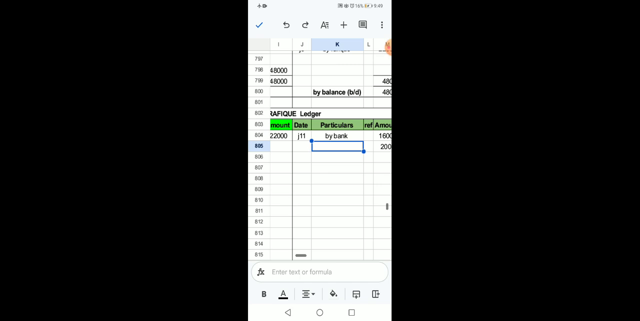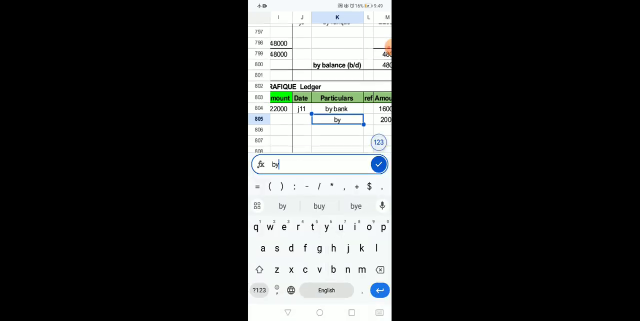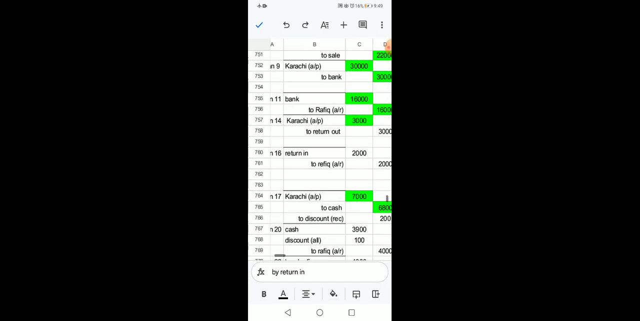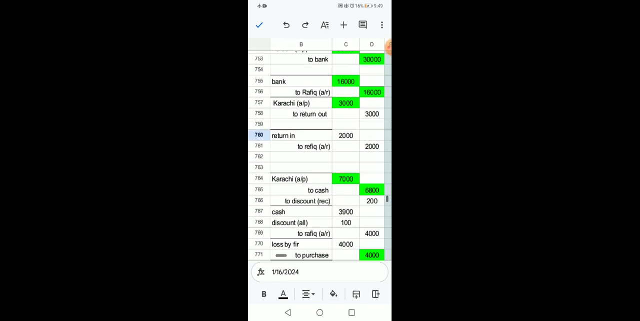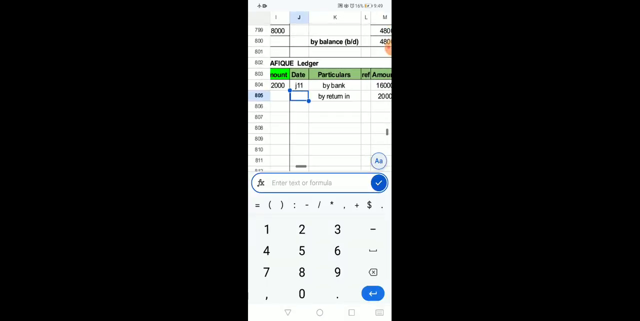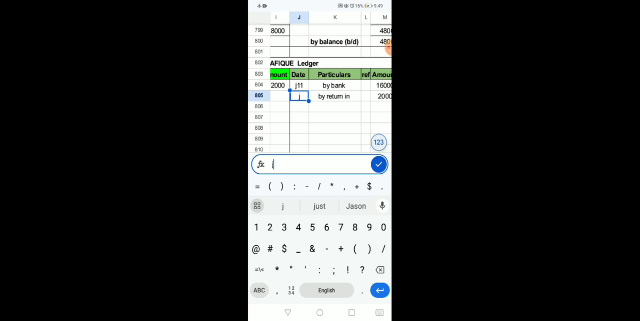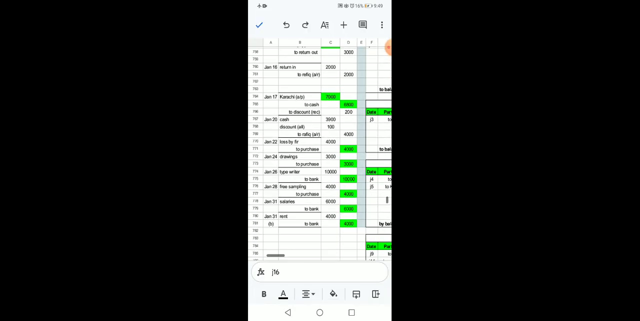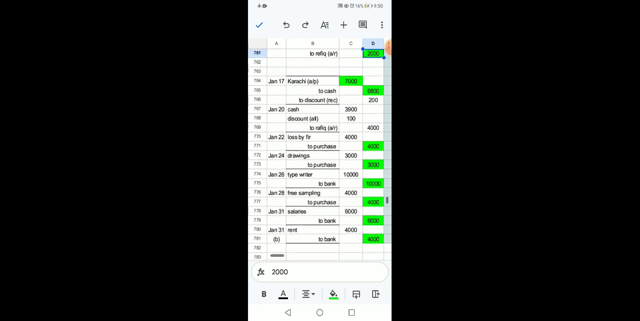So you will be writing "by return in" in that particular column. For 2000, see what the date was, January 16. Put the date January 16 in the date column. This way the January 16th entry for Rafiq is posted. That means it is completed. Mark it as done. See if Rafiq is present elsewhere.